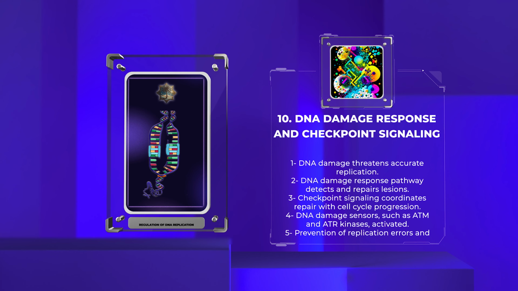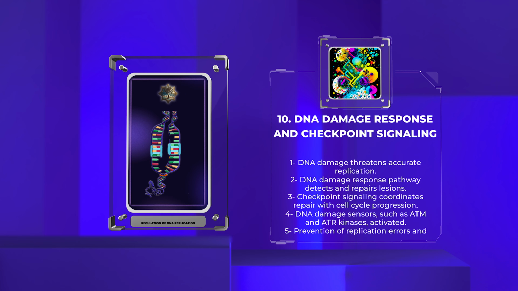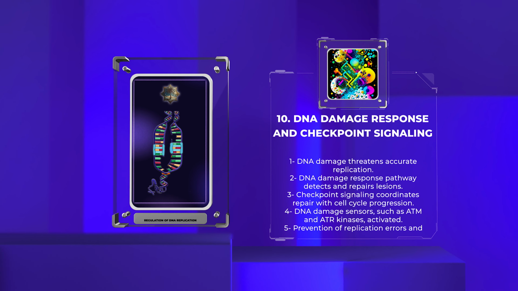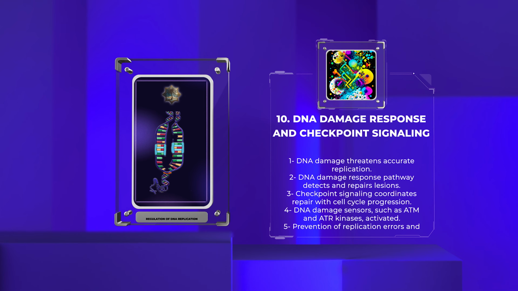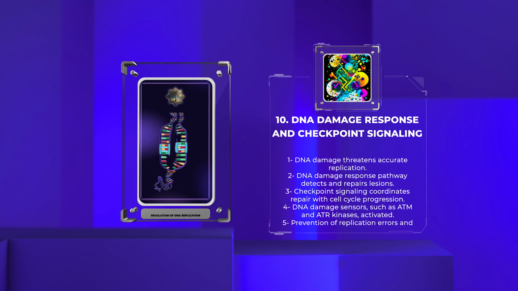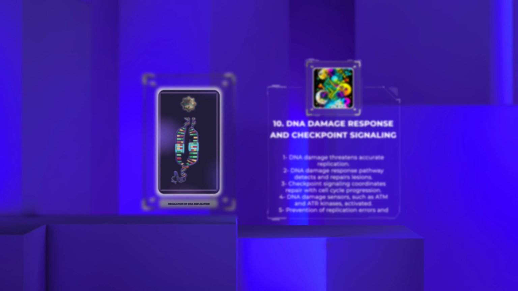DNA damage sensors, such as ATM and ATR kinases, are activated upon DNA damage and initiate a cascade of signaling events that result in cell cycle arrest and activation of DNA repair machinery. The timely and precise execution of DNA damage response pathways prevents the propagation of replication errors and maintains genomic stability.